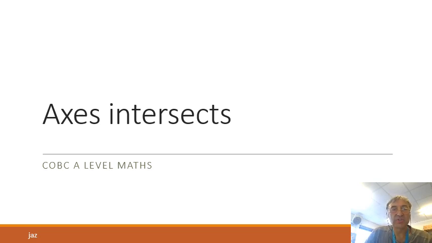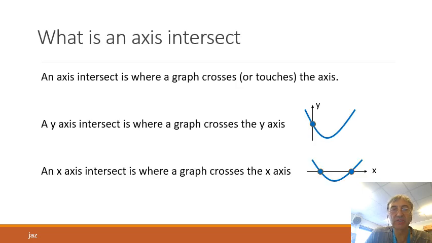So this presentation is on axes intersects, in other words, where does a graph cross the x and y axis. It's actually quite important to know how to do this because we want to do it not only with lines and parabolas but lots of other curves. So the axis intersect is where a graph crosses or touches an axis, and so the y-axis intersect is where a graph crosses the y-axis, and the x-axis intersect is where a graph crosses the x-axis.